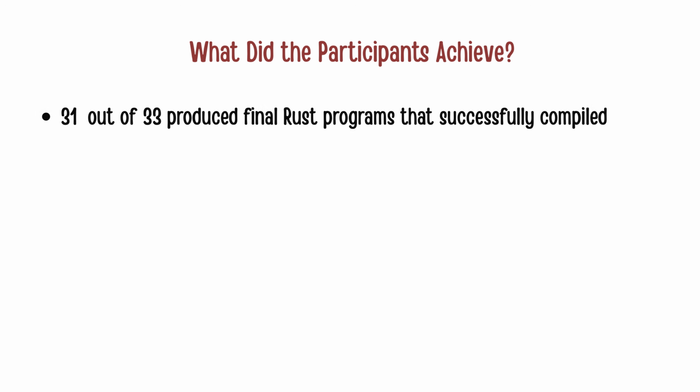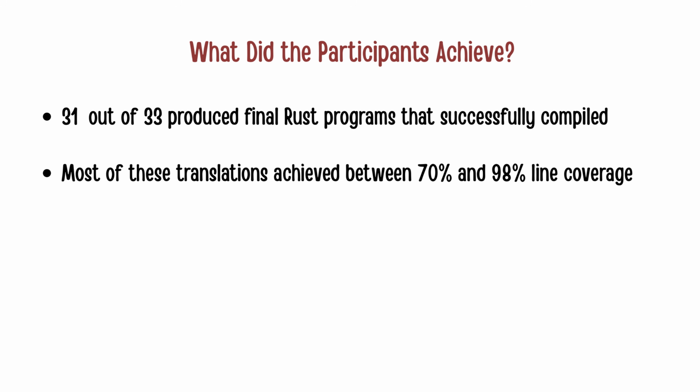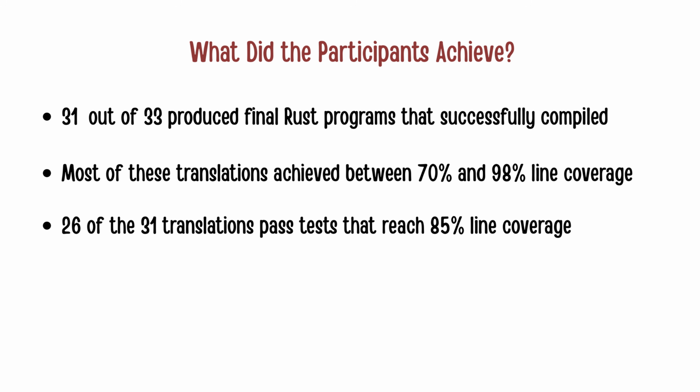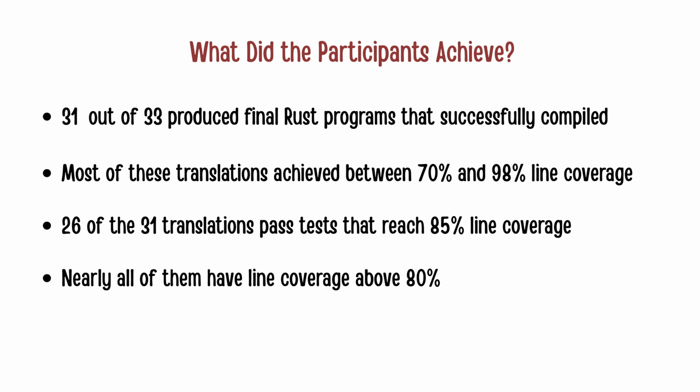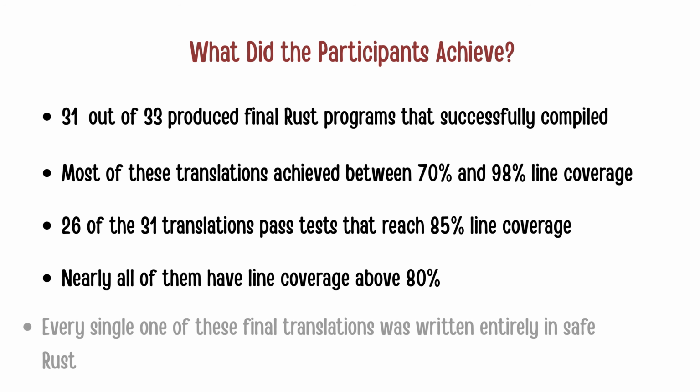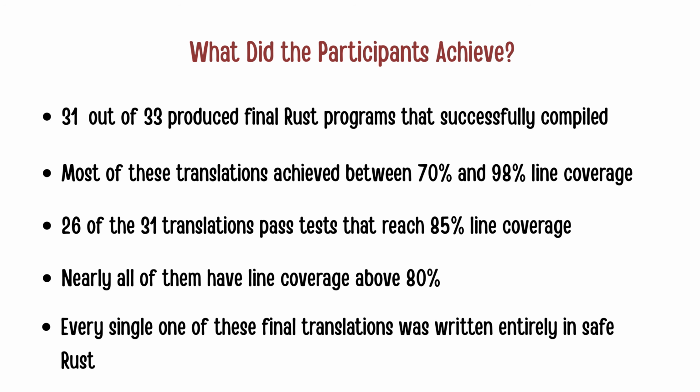The results were surprisingly encouraging. Out of the 33 consenting participants, 31 produced final Rust programs that successfully compiled. Most of these translations achieved between 70% to 98% line coverage on the C program under their respective tests. 26 of the 31 translations passed tests that reach 85% coverage, and nearly all of them have coverage above 80%. Perhaps the most impressive result is that every single one of these final translations was written entirely in safe Rust. With these successful translations in hand, the researchers focused on answering 4 important questions.